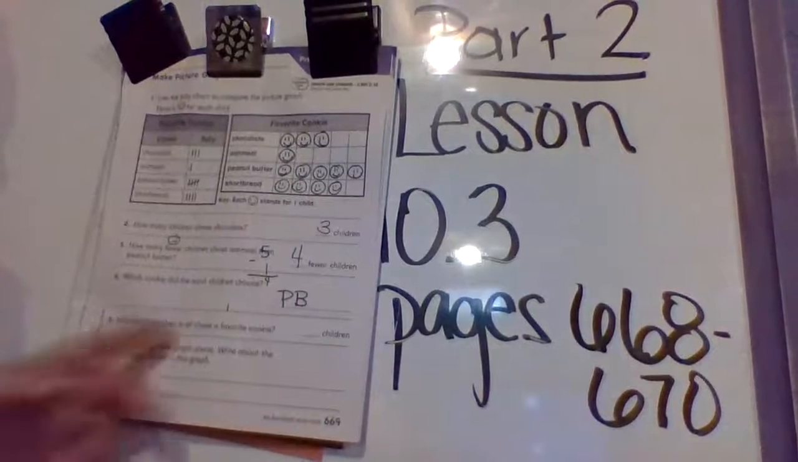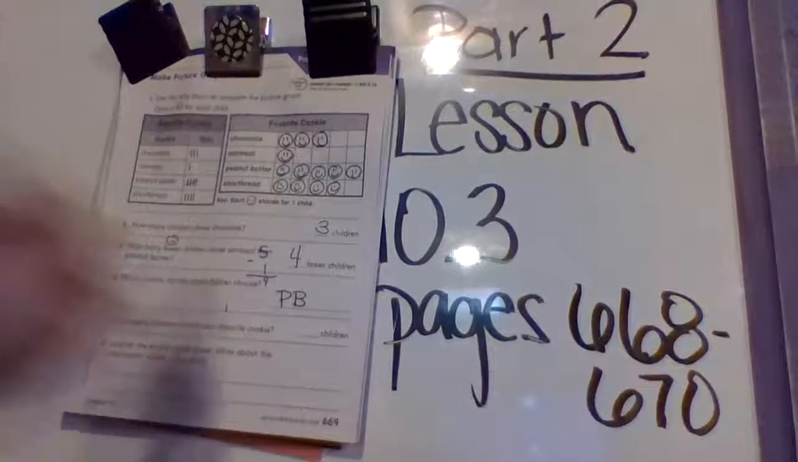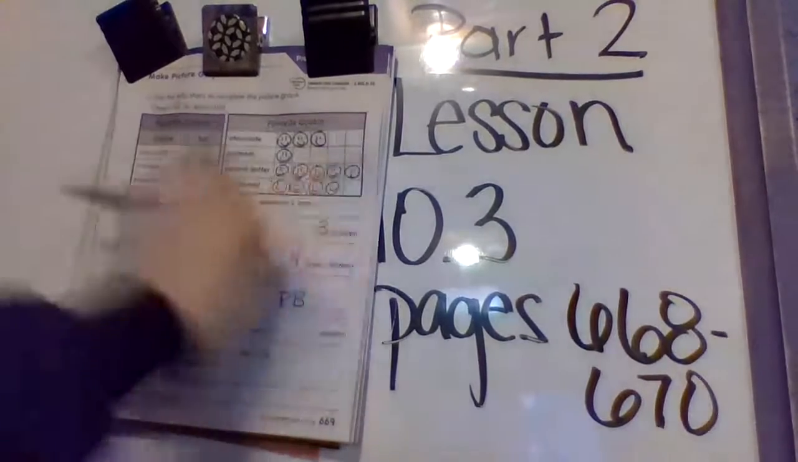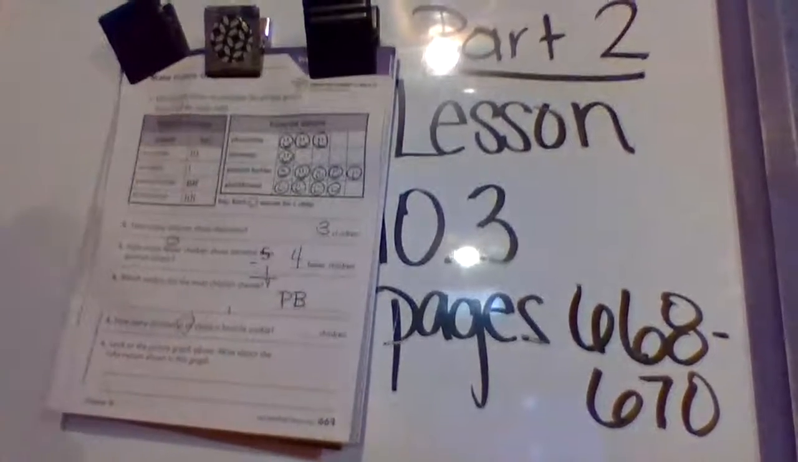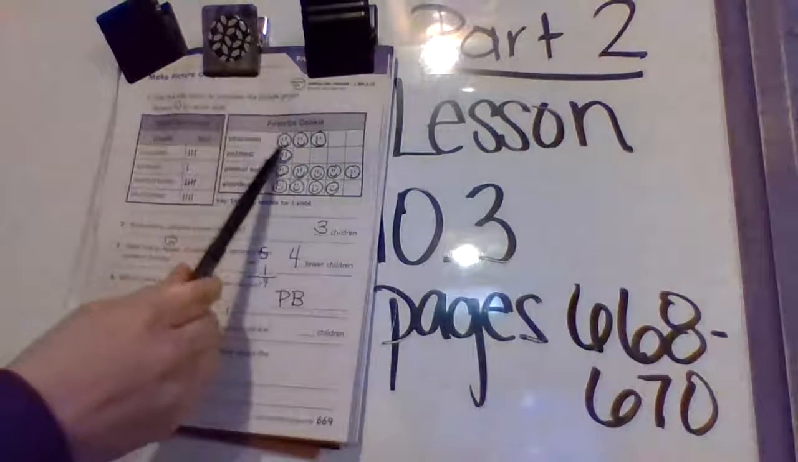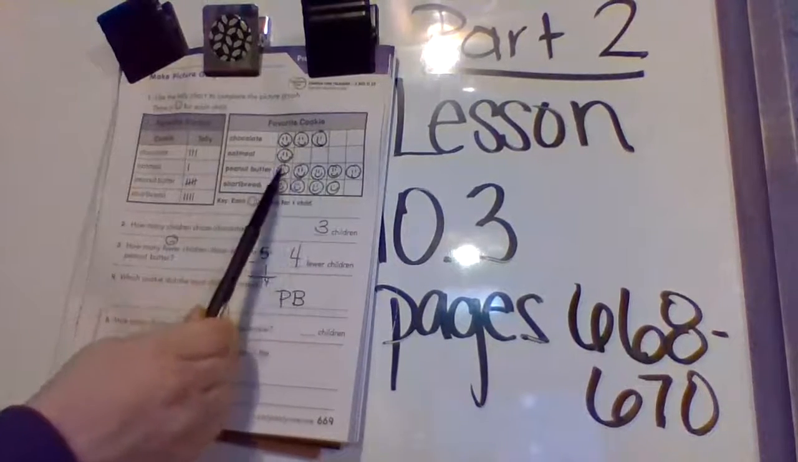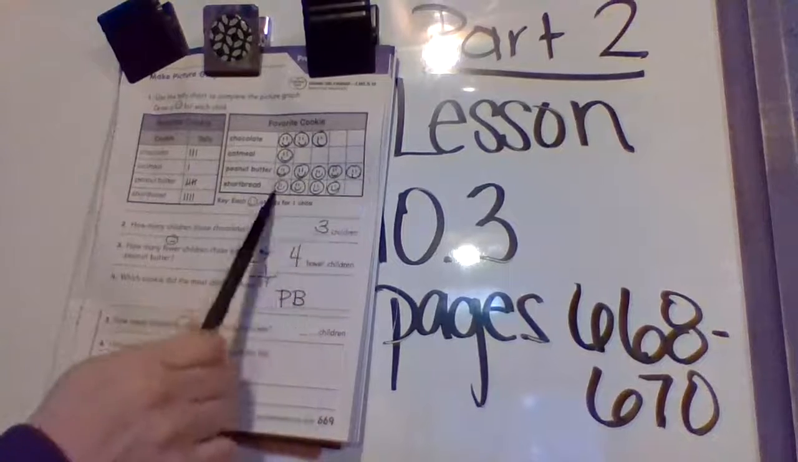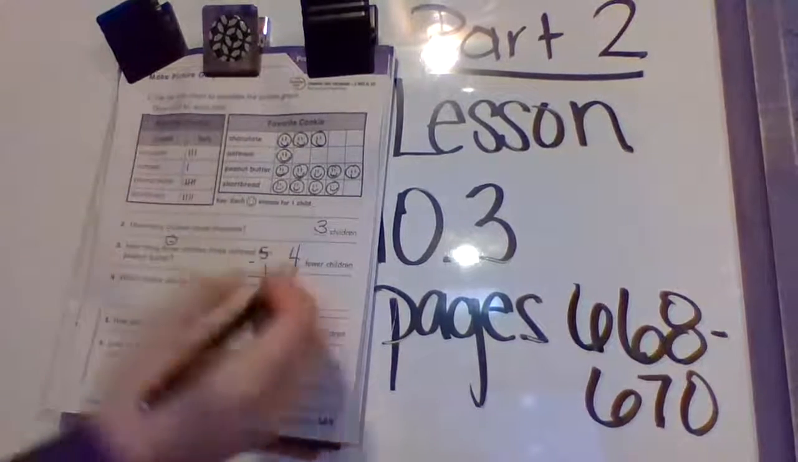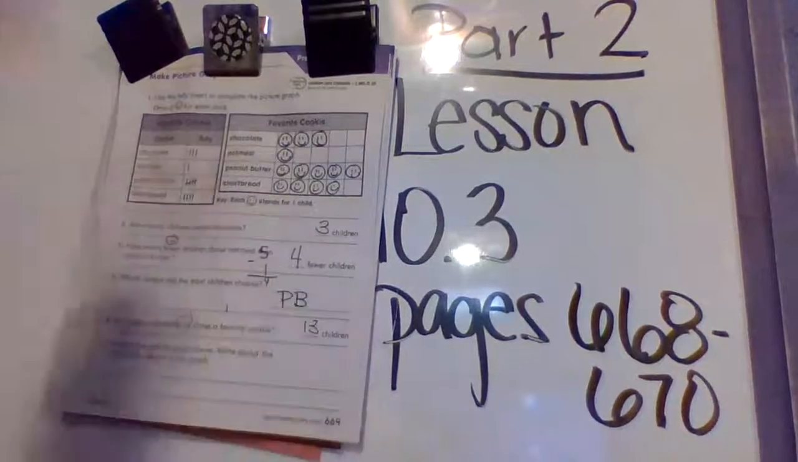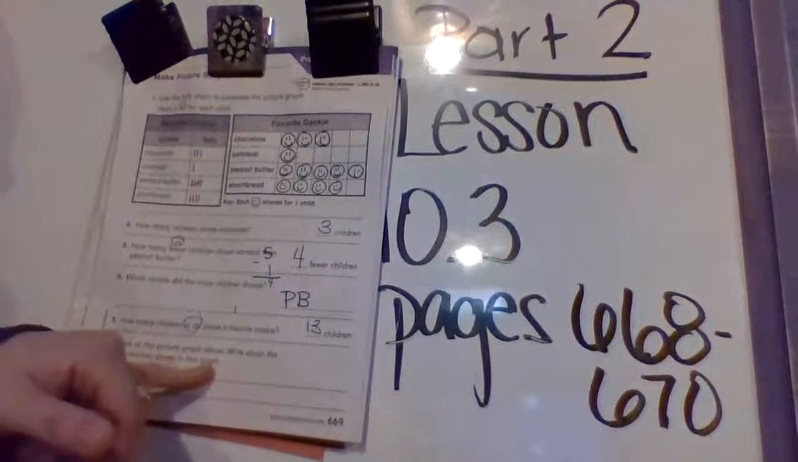How many children in all chose a favorite cookie? So anytime they want to know that in all, we're going to count up all the smiley faces up on our picture chart. So let's count them up together. 1, 2, 3, 4, 5, 6, 7, 8, 9, 10, 11, 12, 13. So 13 total children.